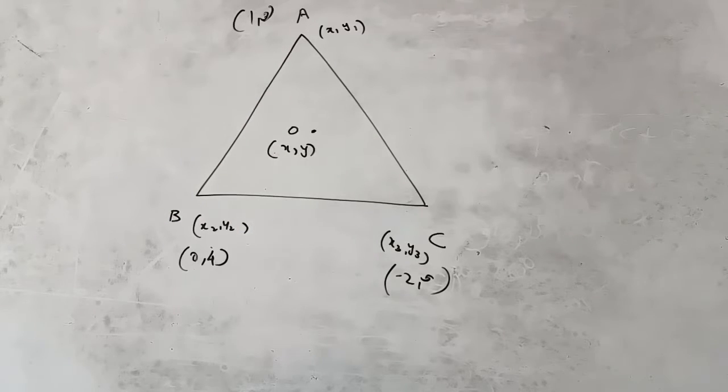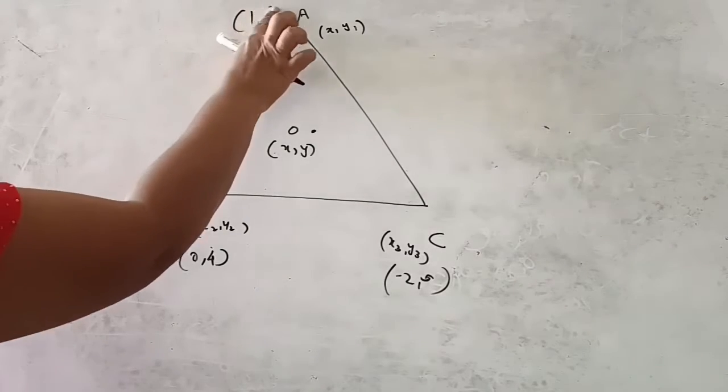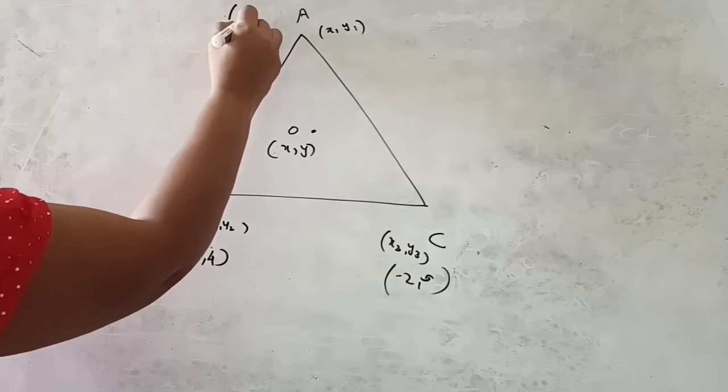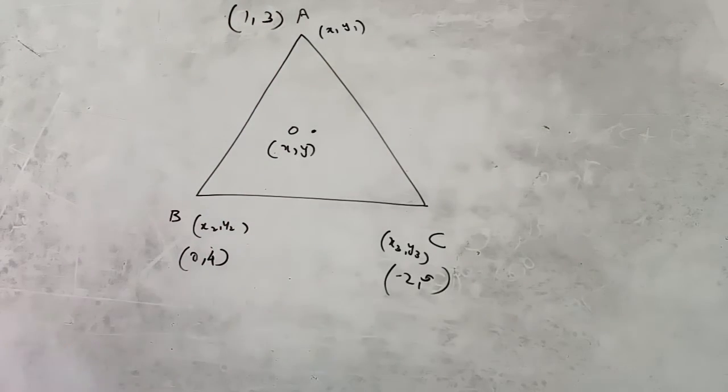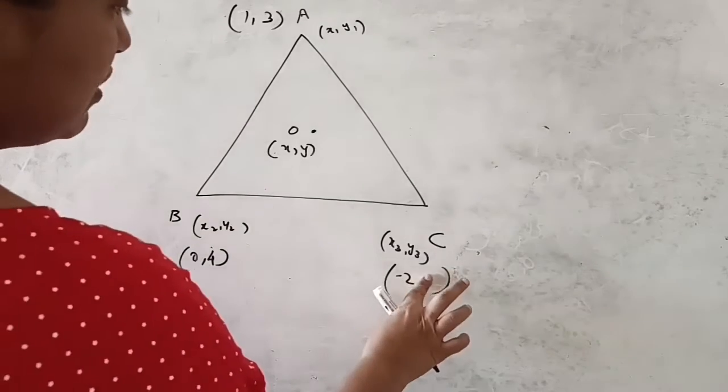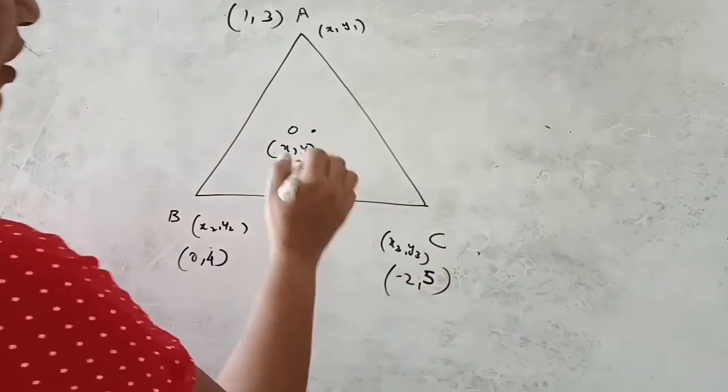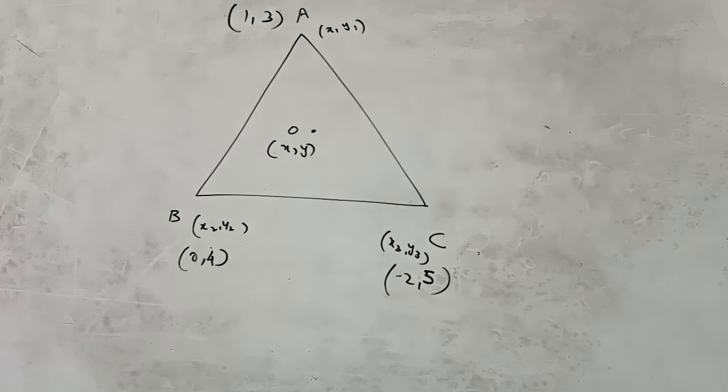Now, I have given proper values for the coordinates of the three vertices. The A vertex is given by (1, 3), the B vertex is given by (0, 4) and the C vertex is given by (-2, 5). You are asked to find out the coordinates of the circumcenter. This particular sum was taken from a website. I don't exactly remember the details. So, how do we find the coordinates of the circumcenter?